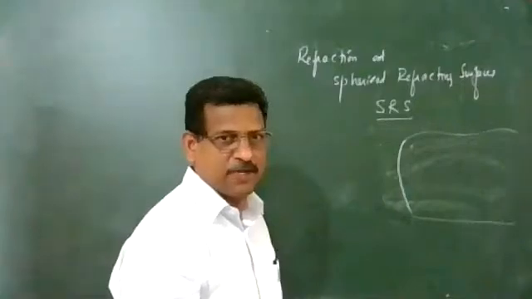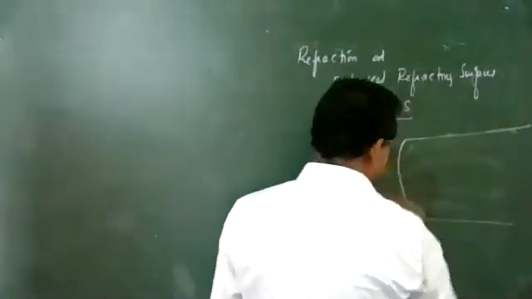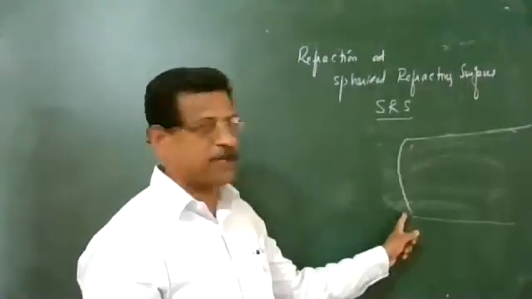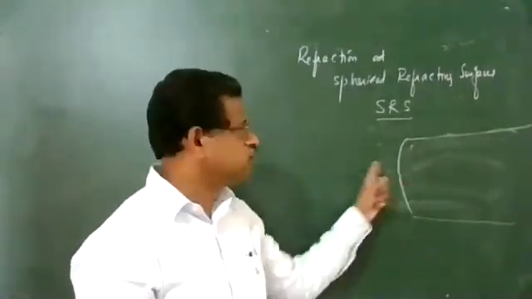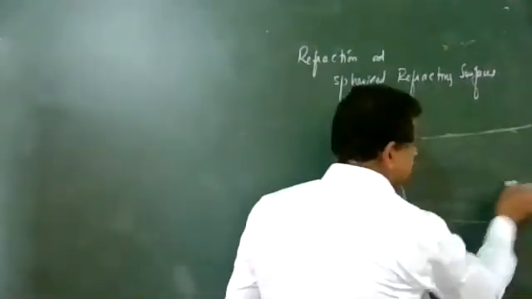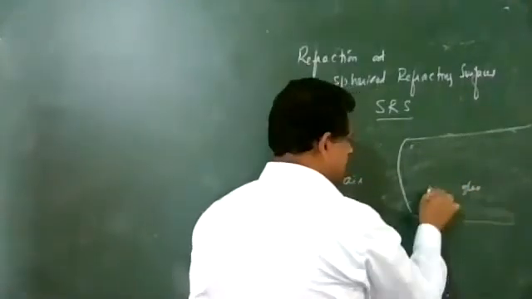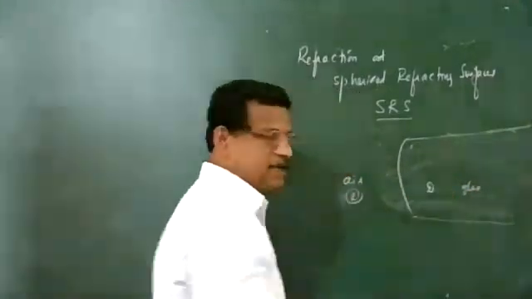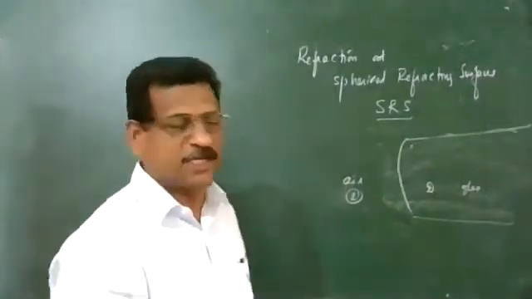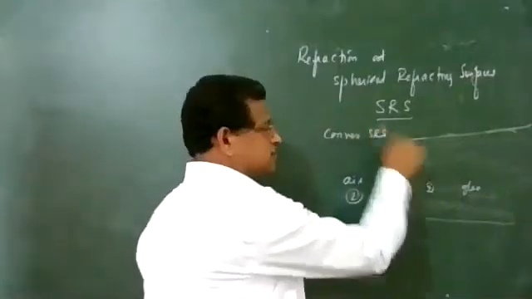You can see what kind of spherical surface it is, and we can cut it neatly. So this is a spherical refracting surface. It is convex toward the air medium. If this is completely your transparent medium, for example, glass is a dense medium, air is a rare medium. So if the convex is facing toward the air medium, we call it convex SRS.